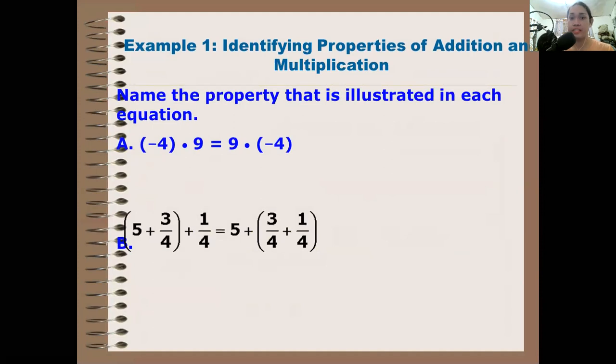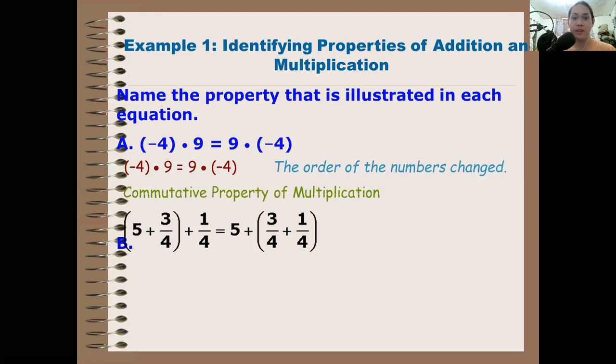And of course, let's have an example on the identity properties of addition and multiplication. Name the property that is illustrated in each equation. Letter A: negative 4 times 9 is equal to 9 times negative 4. What do you think? The order of the numbers changes. Therefore, we are applying here the commutative property. Yes, exactly. Very good. We apply the commutative property of multiplication in letter A.